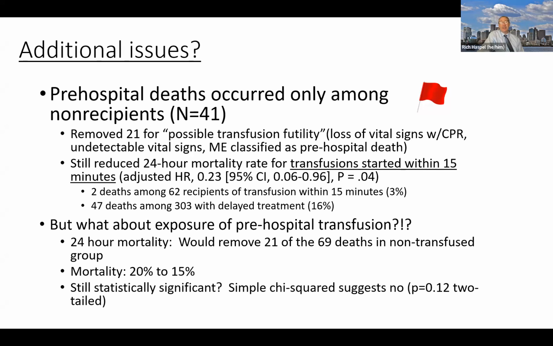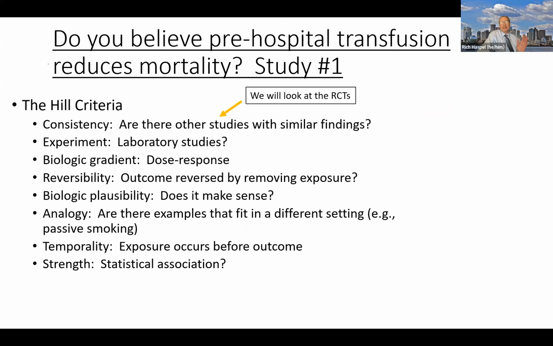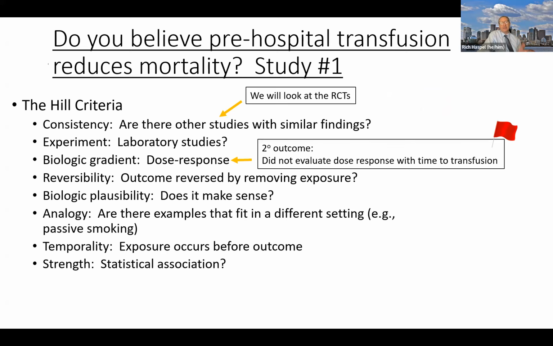And again, I didn't do the adjustments, but if I do a simple chi-square test, guess what? It's no longer statistically significant anymore, the mortality. So again, this futility bias, I think, is a huge issue in this paper. So getting at that, we'll look at the RCTs.